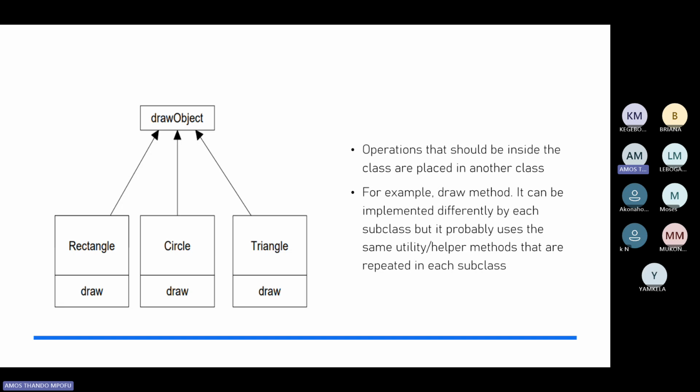We can call a draw method to draw a rectangle on this object. We can call a draw method from the second class to draw that object. Same applies to the triangle. So operations that should be inside the class are placed in another class. So, visitor design pattern, right? Basically, remember these draw methods need to be placed inside each of the classes, because each of them draws its own instances, or each of those classes.